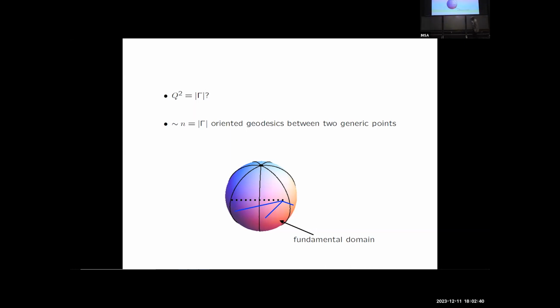What is it good for? Well, it's probably not good for actually finding any explicit formulas for the metric. What it might be good for is this.